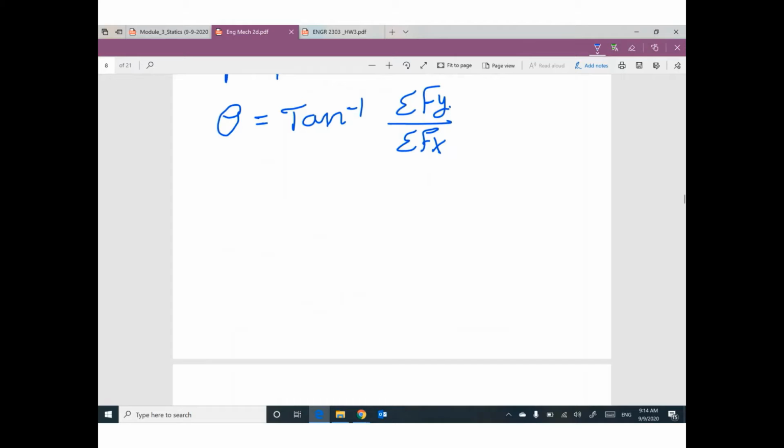In the second week, we learned about a particle in equilibrium.